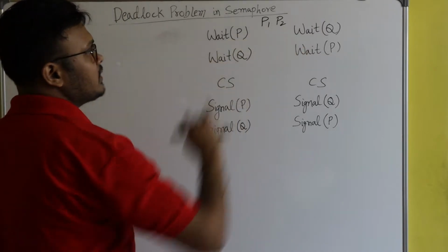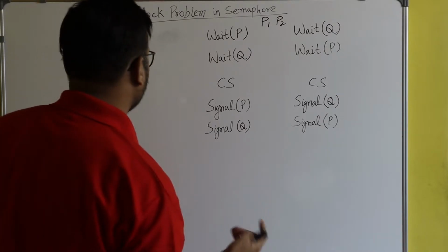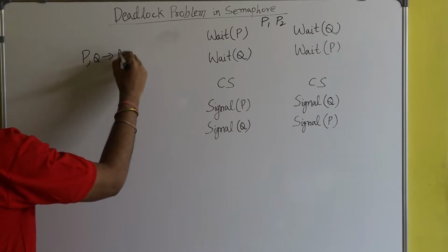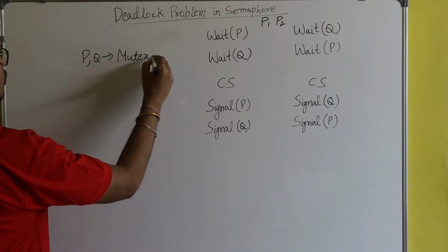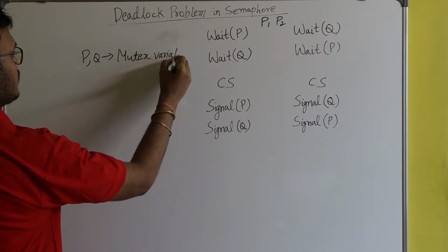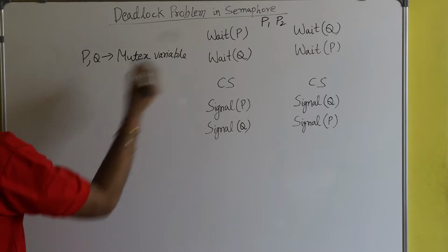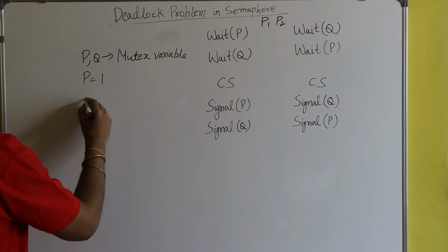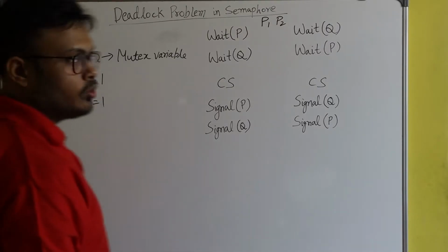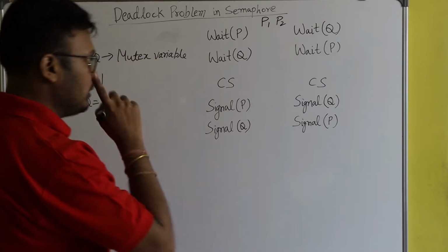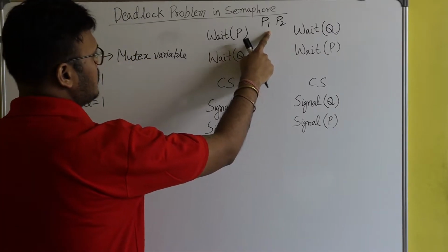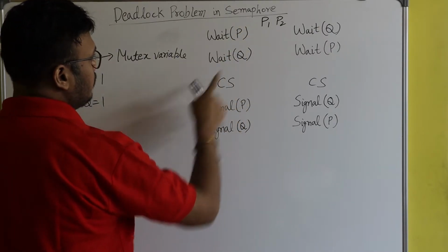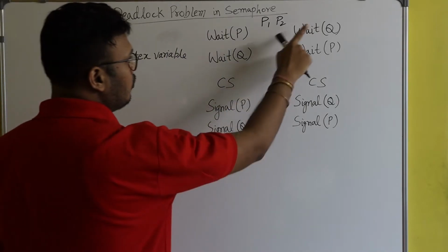Actually, these semaphore variables are mutexes, that is, binary semaphores. So P and Q are both mutex variables, or you can call them binary semaphores, and both are initialized as 1. So let's see how the deadlock problem will happen here. Suppose the CPU is given to P1 and P1 tries to enter into the critical section. For that, P1 will run this code, and P2 will run this code.